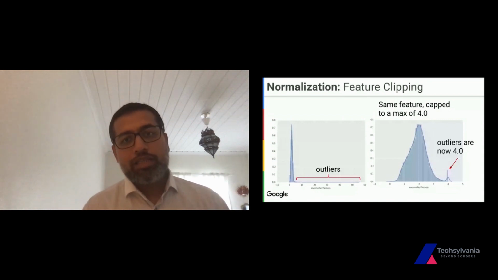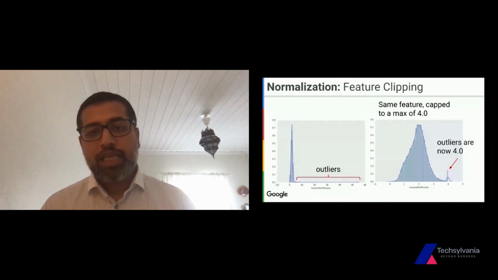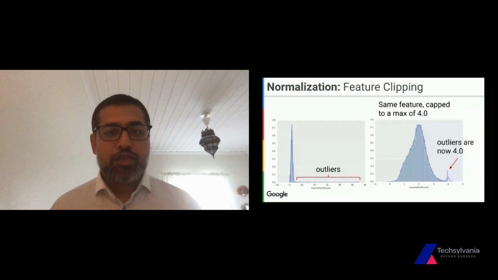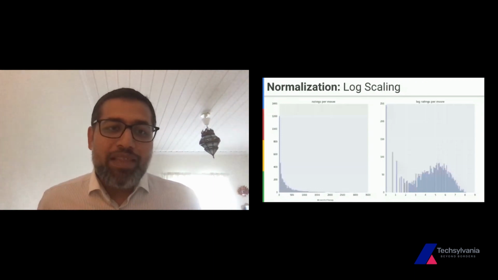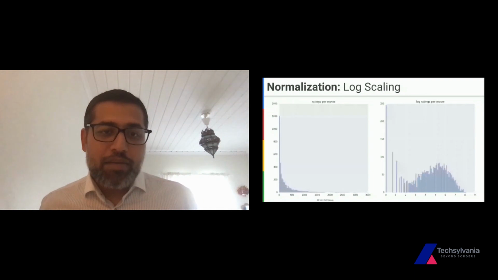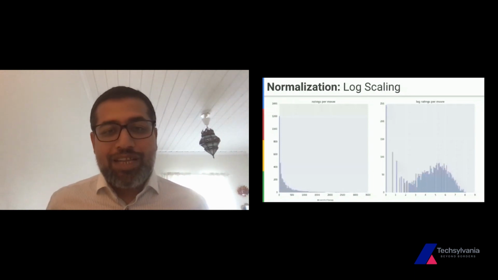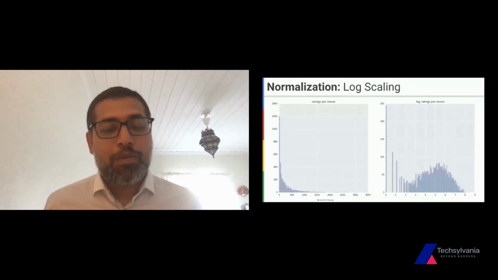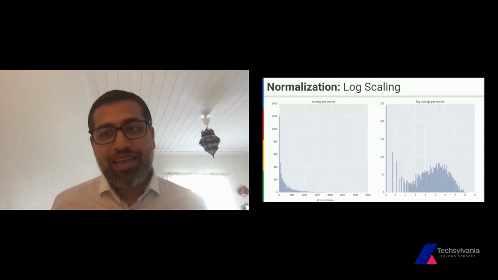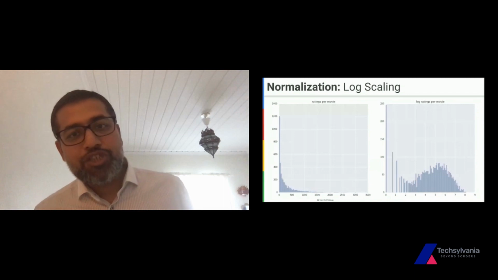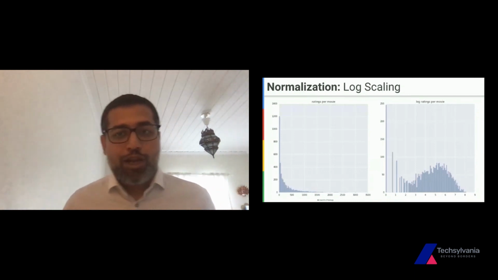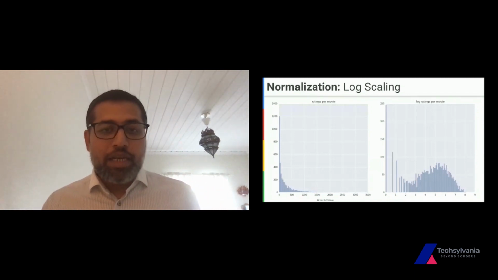So let's look into log scaling. In terms of log scaling, we want to compress that data to a specific range. For example, let's look at ratings per movie. In this case, we have a very small number of movies with very high ratings, but the long tail contains a very small number of ratings. So in this case, we use log scaling, because this is a typical case of power law distribution where log scaling can be used, and now our distribution looks way better.